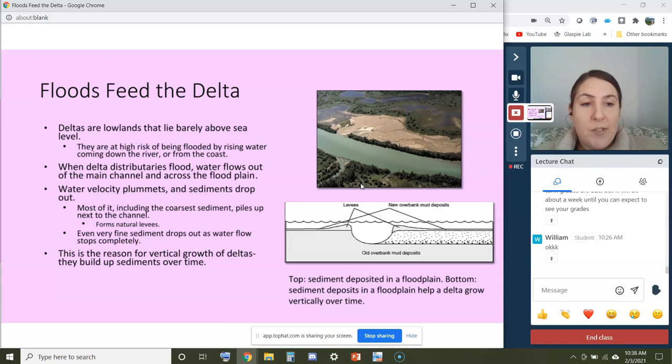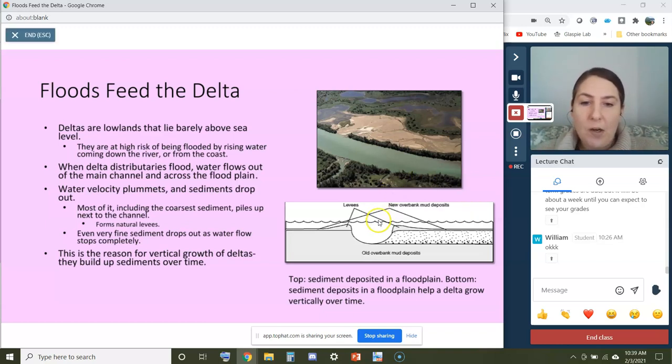When those delta streams or distributaries flood, the water will flow out of the main channel here and across the adjacent land, which is considered a floodplain. When that water moves into the shallow floodplain environment, it impacts the earth. It's moving out in a really thin layer, and so there's a lot of friction between the water and the earth beneath it. And so the velocity of the water drops drastically, pretty quickly, as it moves across the floodplain, and the sediments will all drop out.